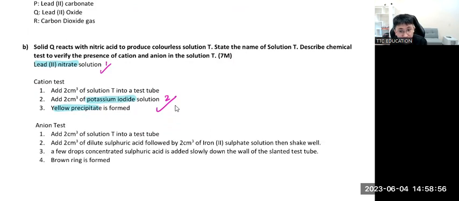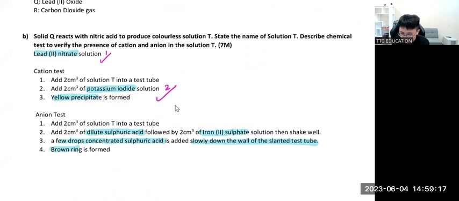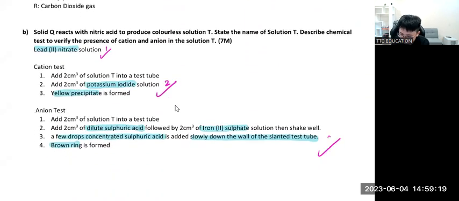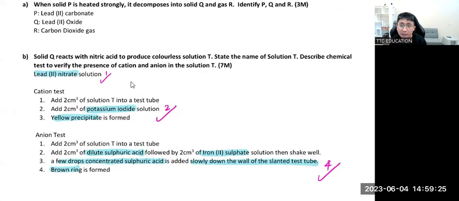It is your anion test. So we will add dilute sulfuric acid, iron(II) sulfate, shake well, add a few drops of concentrated sulfuric acid slowly down the wall of a slanted test tube. Guys, this is important. You cannot drip directly on the liquid itself. You must drip on the wall and then let it flow down. Then you will see a brown ring. This one gives you 4 marks. So in total 7 marks. You see how it works, guys.